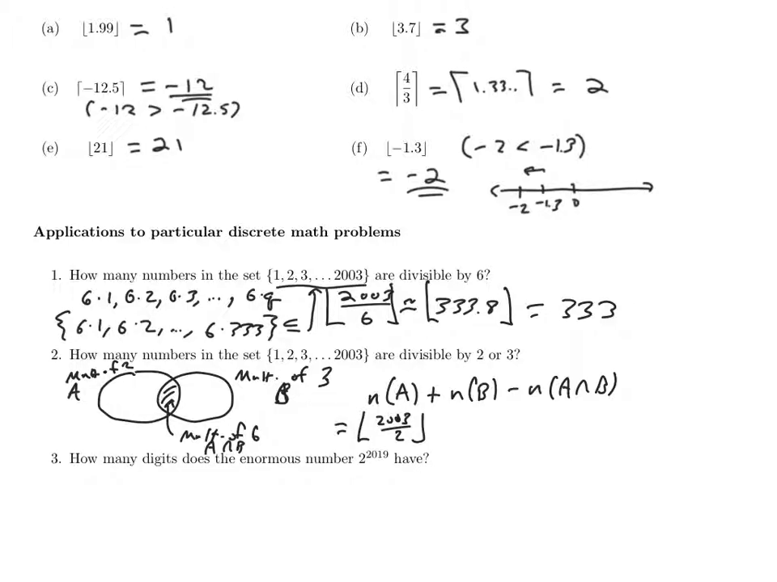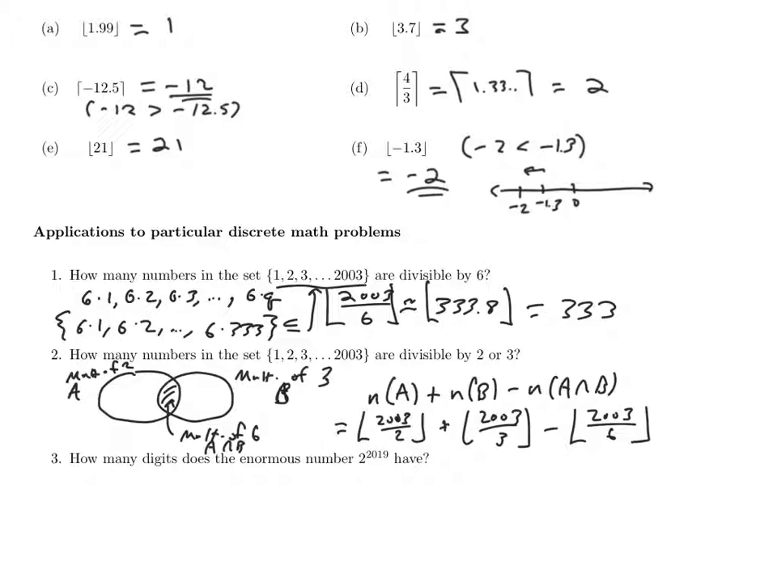The number of multiples of 2 is just 2003 over 2, but again, I'm taking the floor. The number of multiples of 3 is 2003 over 3, taking the floor. And the multiples of 6 is the floor of 2003 over 6. So if I do those 3 calculations and add and subtract, I'll have the answer to that question.